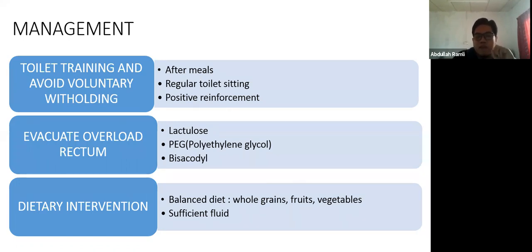And the third one is dietary intervention, in which we must make sure that the child has a balanced diet, which comprises whole grain foods, vegetables, and sufficient fluids to drink. So all these management steps are important so that the child can overcome their chronic constipation problems. So they all have their own role.